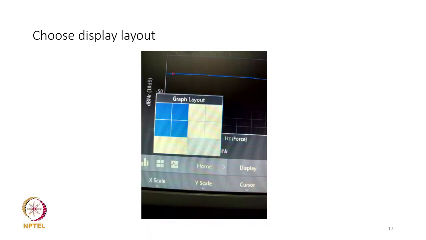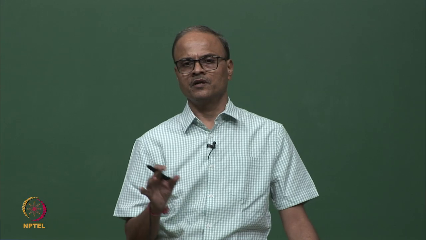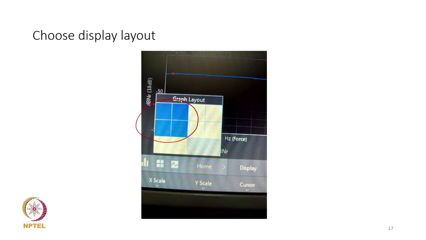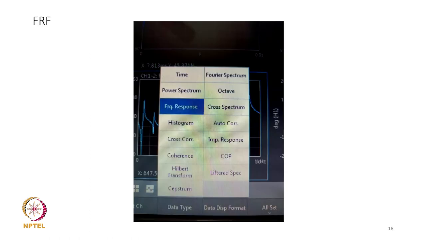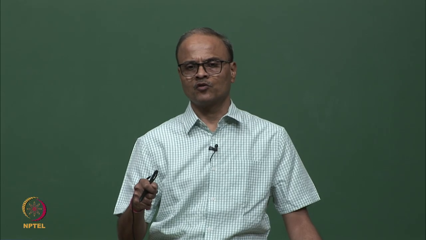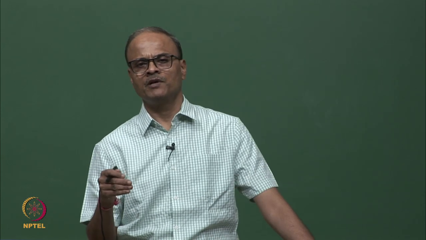Now we choose the display layout. We would like to have the time histories of the two channels, the force history and the response history, and we would also like to see the spectrums, and that is why we have chosen a layout where we can display four graphs on the screen. Now we choose what kind of spectrum we want, and we have chosen the frequency response, which is nothing but the FRF. So this now shows finally the measured point FRF. We applied the impact at the location where the accelerometer is fixed, the same location. So the measurement will give us the point FRF, or what is called the driving point FRF.